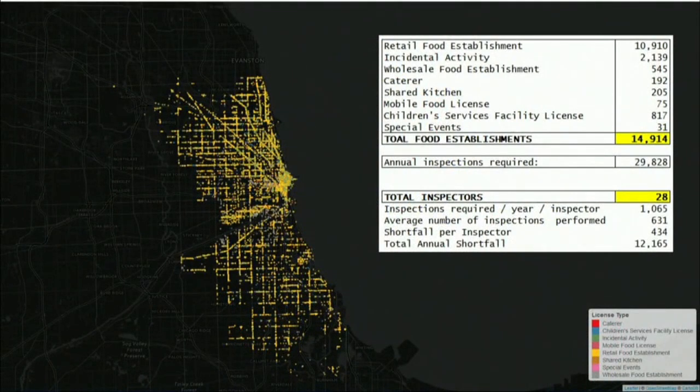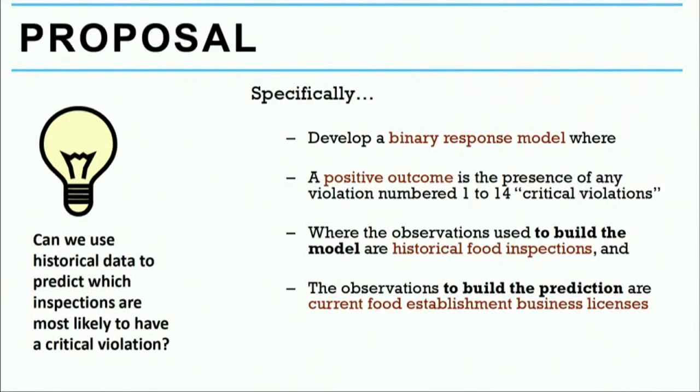And I wanted to show you this map that kind of gives you an idea of the scale of the problem. Chicago has a big geography. We have O'Hare, we have the South Side, and we've got everything in between. So it's very difficult for these 30 people. And if you do some numbers on the shortfall, it's a pretty big problem.